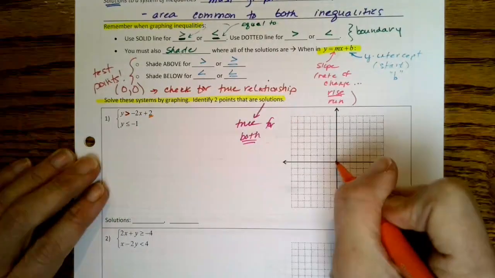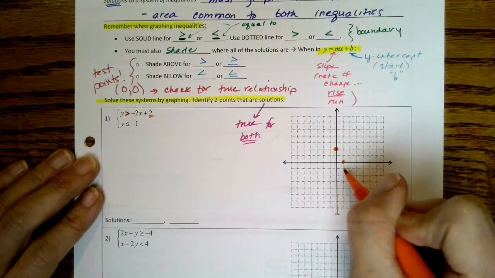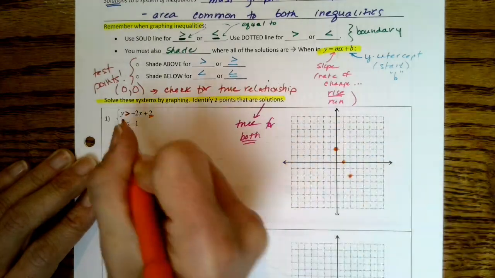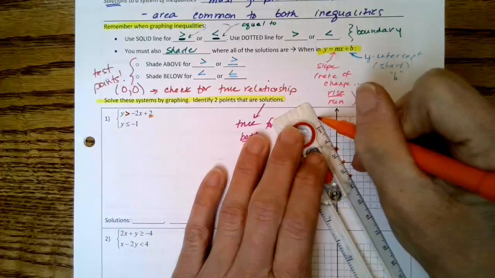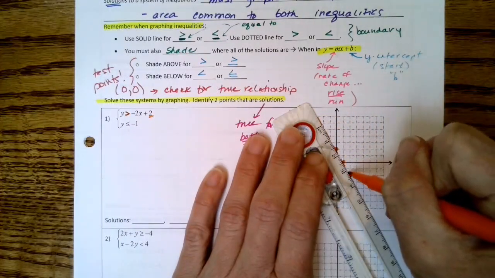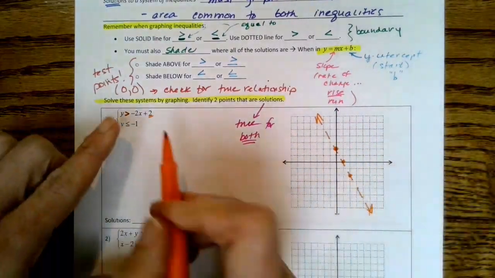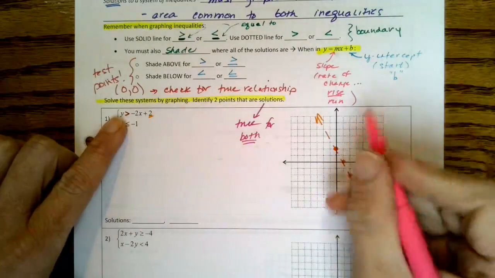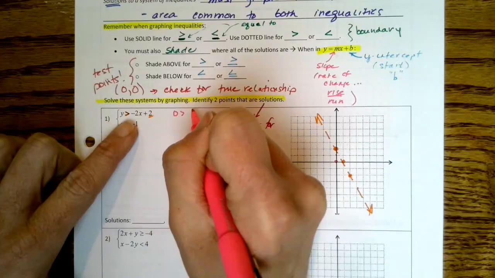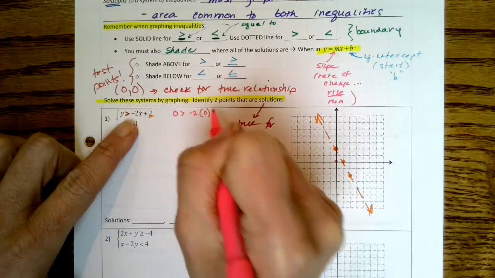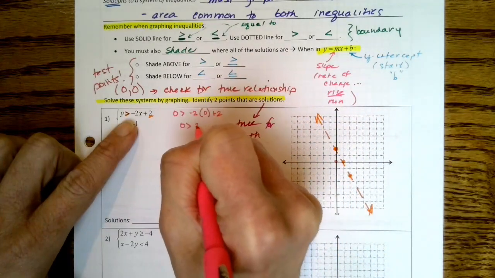Okay, so here we have y is bigger than negative 2x plus 2. Here's our b, positive 2. Here's our slope, down 2 over 1. I do not see a line on my sign, therefore this has to be dotted. When I go to pick my test point, 0, 0, I'm going to say, hey, is 0 bigger than negative 2 times 0 plus 2? Is 0 bigger than 2?